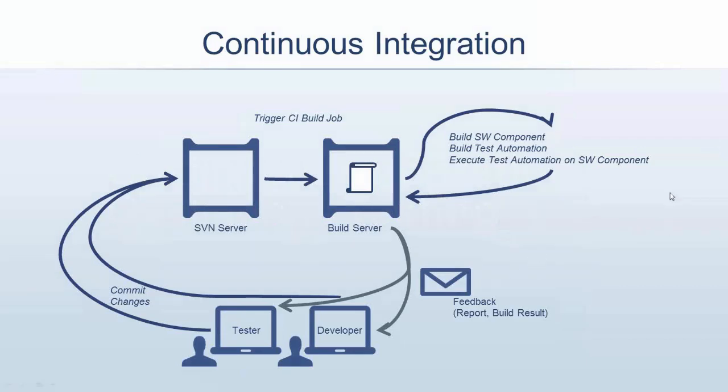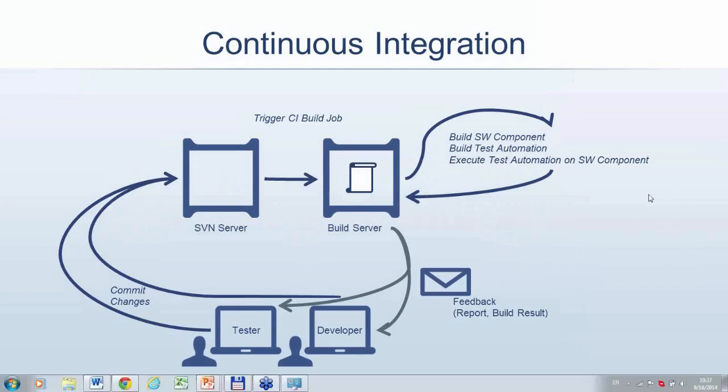This is the way the continuous integration process diagram typically looks. How the continuous integration is presented to the public. The tester or developer writes a code or a test. They commit the changes to a Subversion server or any other version control management system. It triggers a continuous integration build job.